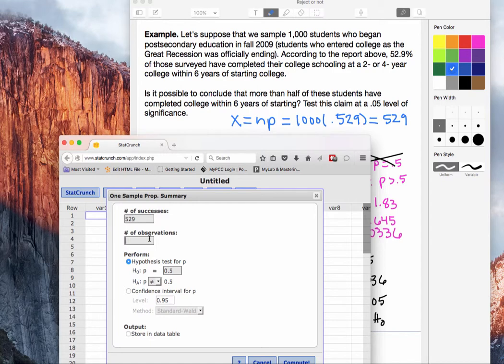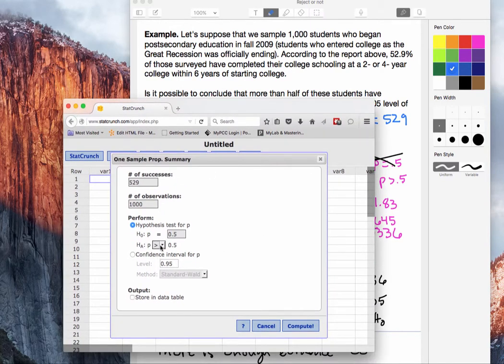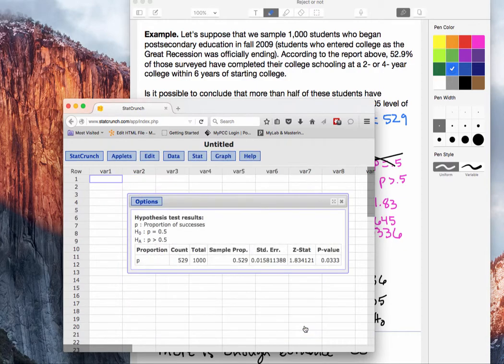So 529 successes out of 1,000 people sampled, and by default, the number 0.5 is thrown in there, and that just happens to be the number we're using. So that's easy, nothing to change. We'll change our alternative hypothesis to greater than, because we want to see if we can say that more than 50% of people have completed college. You know, it's an easy tagline for a news article to say, oh, over half. We want to see if that's really true. Okay. So we've changed our alternative hypothesis and we'll just push compute.